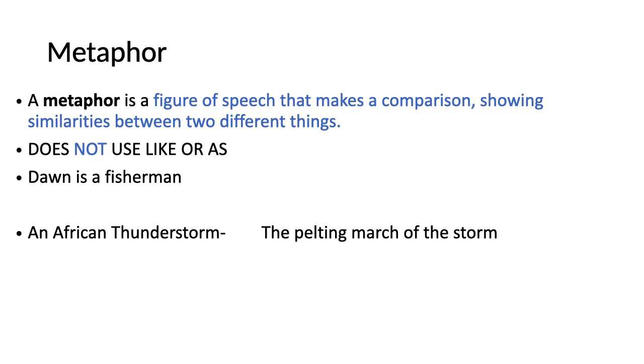In the poem An African Thunderstorm, we can see the pelting march of the storm. We're comparing the storm to a march or soldiers marching, right? So it'll be an example of a metaphor. So remember again, a metaphor is a comparison between two things without actually using the word like or without using the word as. But they're comparing one thing by saying that thing is something else.